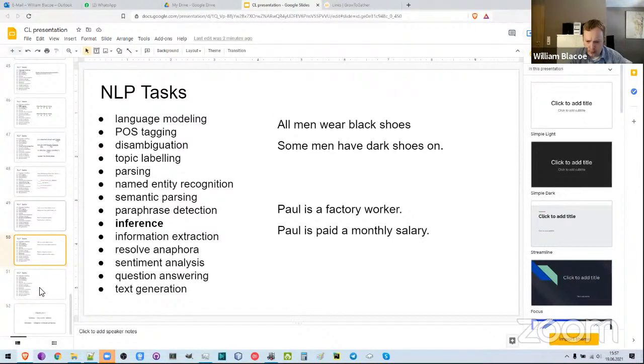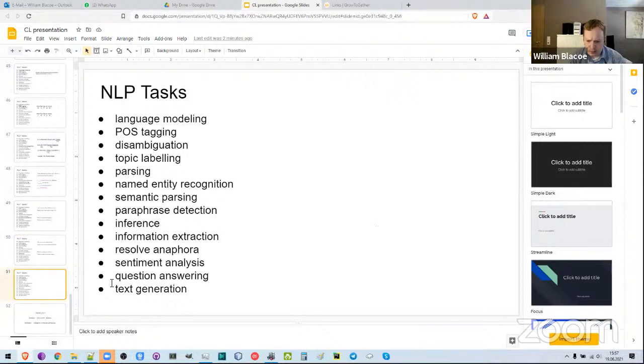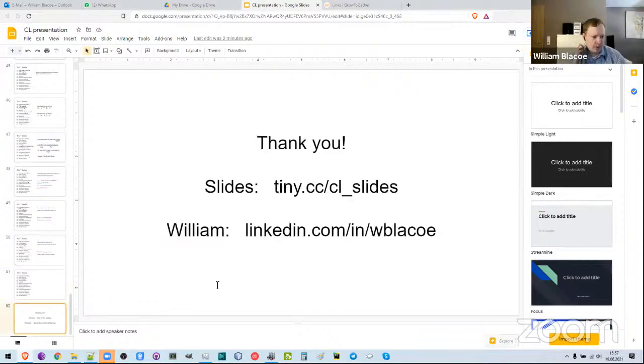And then information extraction is basically, I'm sure, download the slides at this address or look me up on LinkedIn. Maybe take a screenshot if you're interested in that.